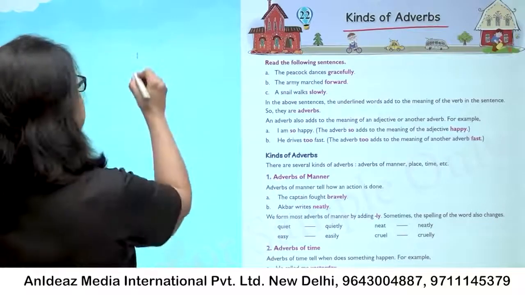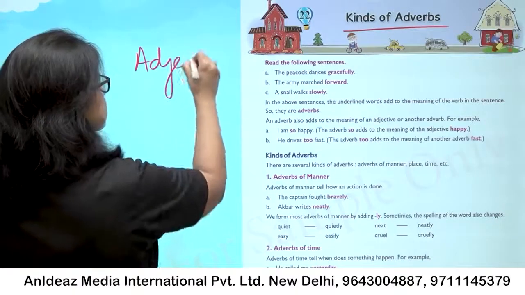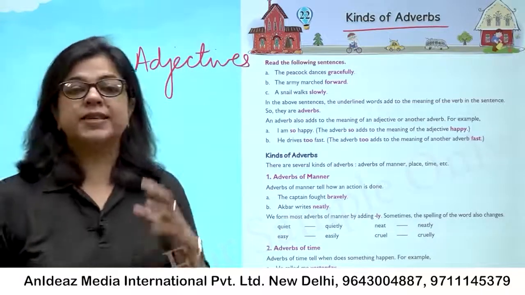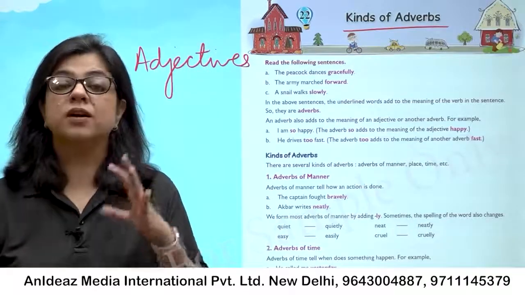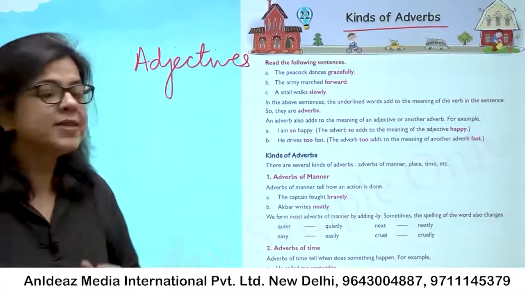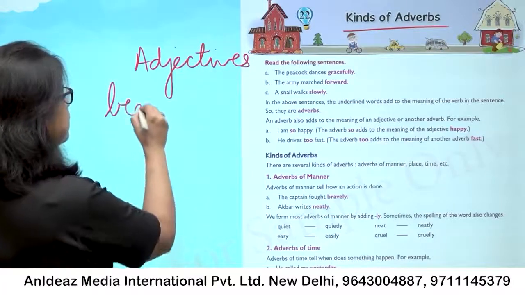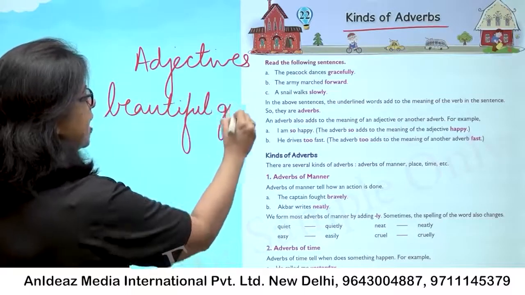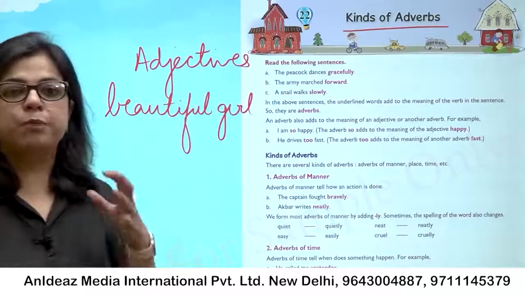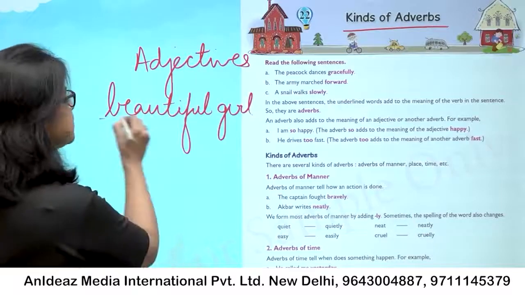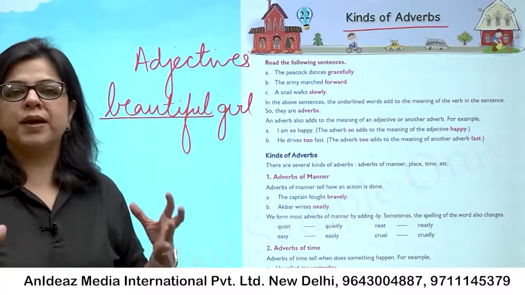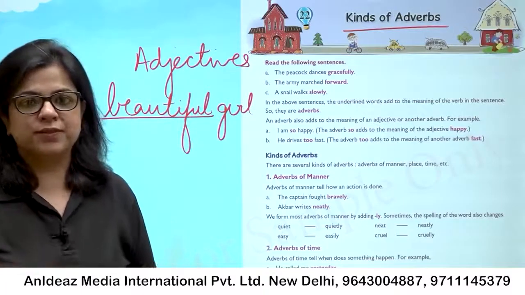So, we have learned about adjectives. What are adjectives? Adjectives are words that tell us more about a noun. So, if I say a beautiful girl, girl is a noun and the word beautiful describes how the girl is. So, the word beautiful becomes an adjective.